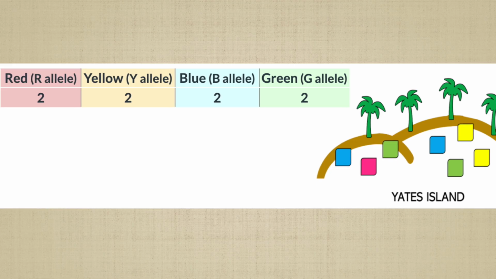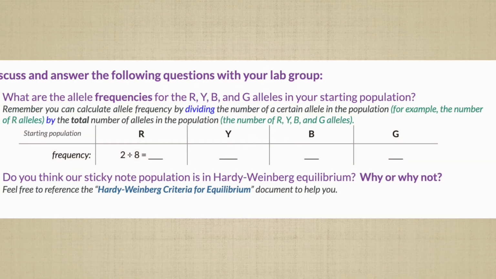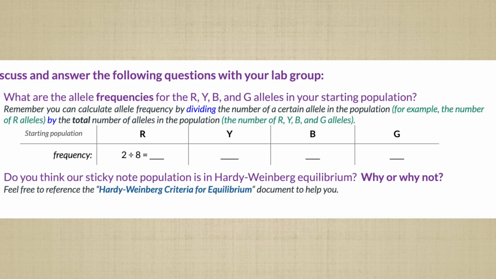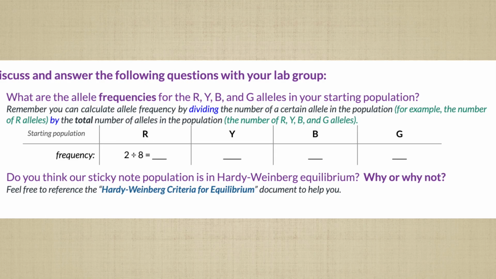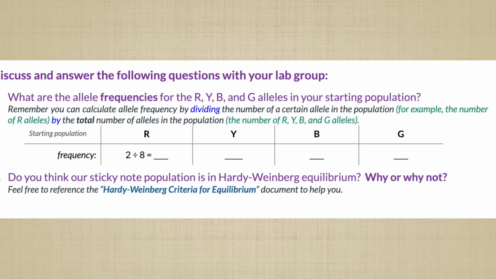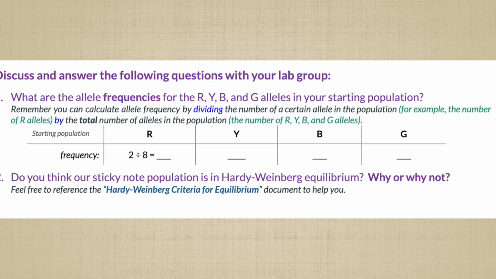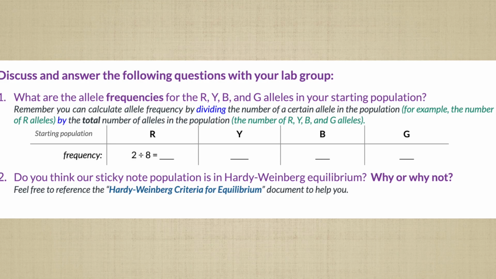Before moving further, go ahead and record the allele frequencies of each allele in the population. Right now we are starting with 4 different alleles: the R alleles, the Y alleles, B, and G. We have 2 of each allele present at this time. So if we wanted to do a little math, that would mean the allele frequency is 0.25 for each of our alleles on Yates Island as we start this process.